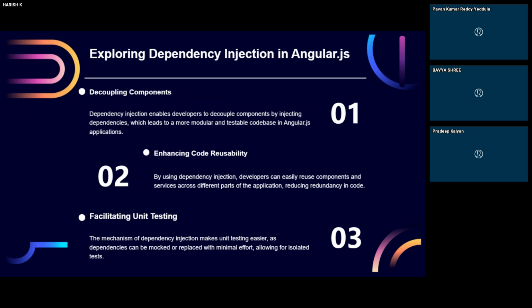And the third thing is facilitating unit testing. The mechanism of dependency injection makes unit testing very clear. Then it will be creating real-time application scenarios.